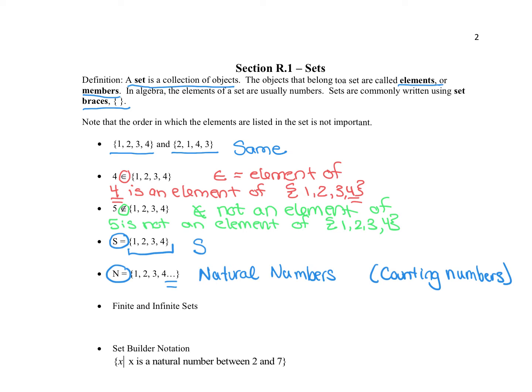Then we have two kinds of sets. We can have a finite set, which means it has an ending with a fixed number of objects or elements. An infinite set has elements that go on forever. There's no counting how many elements are in the set, so it's never ending.